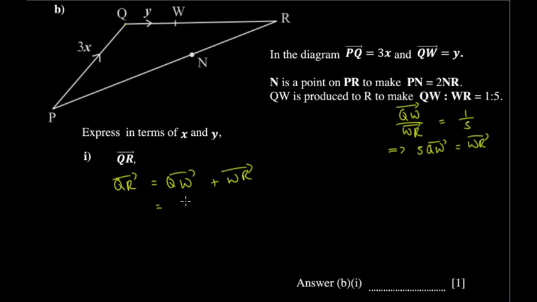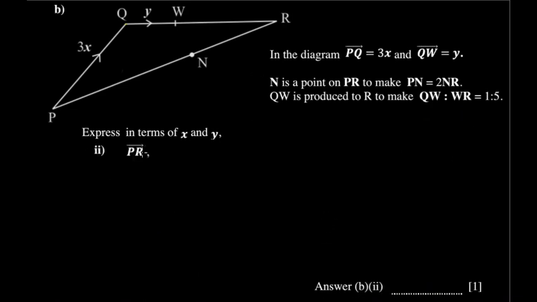So you can say QW plus WR. You can just substitute this one, so it becomes QW plus 5 QW, you get 6 QW. Then QW is what? It is y. So you get 6y here. Write it down somewhere so that I'll be able to use it in later questions.